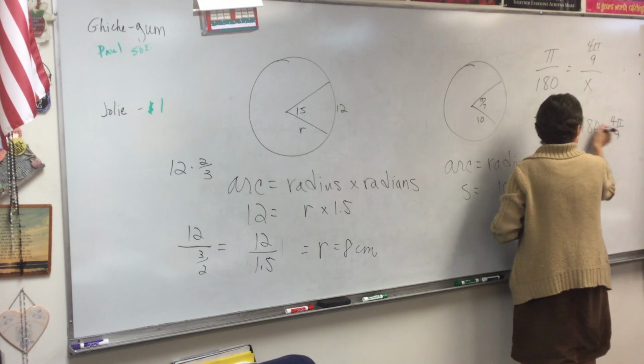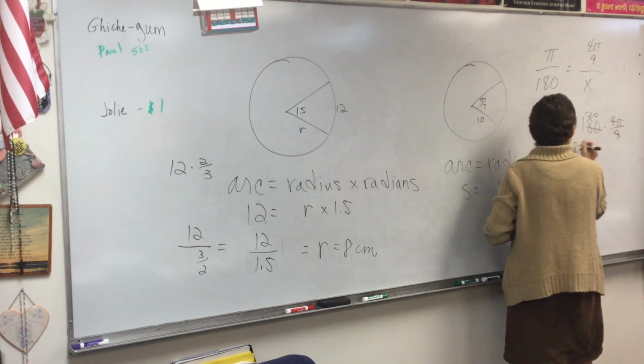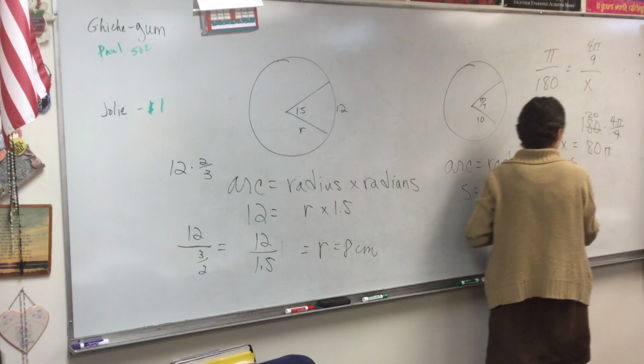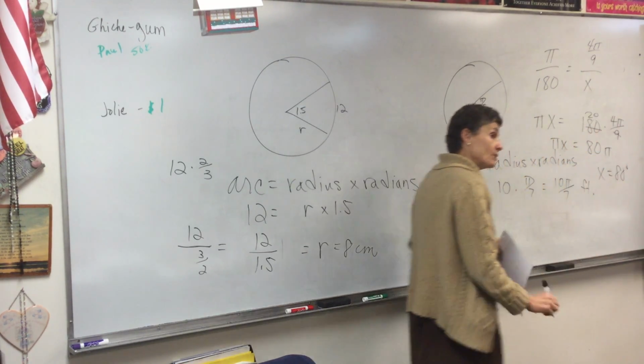20. And 20 times 4 is 80. So pi x equals 80 pi. If we divide by pi, then x equals 80 degrees.